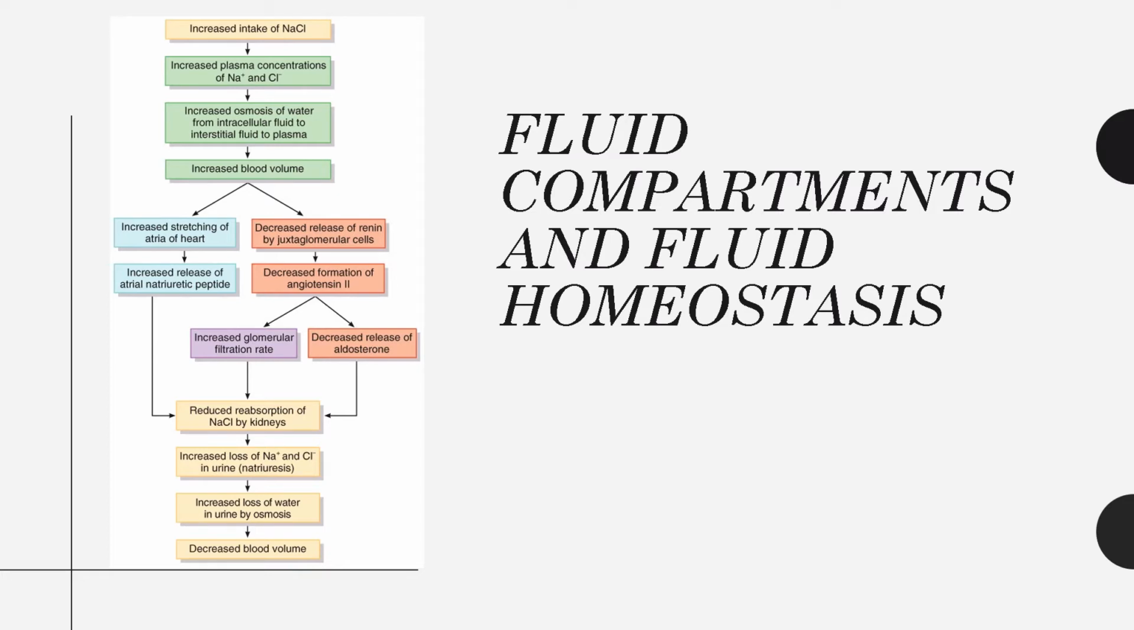Because our diet contains a highly variable amount of sodium chloride, urinary excretion of sodium and chloride must also vary in order to maintain homeostasis. Hormonal changes regulate the urinary loss of these ions, which in turn affects blood volume. Now here we have a diagram that shows the hormonal regulation of renal sodium and chloride reabsorption.